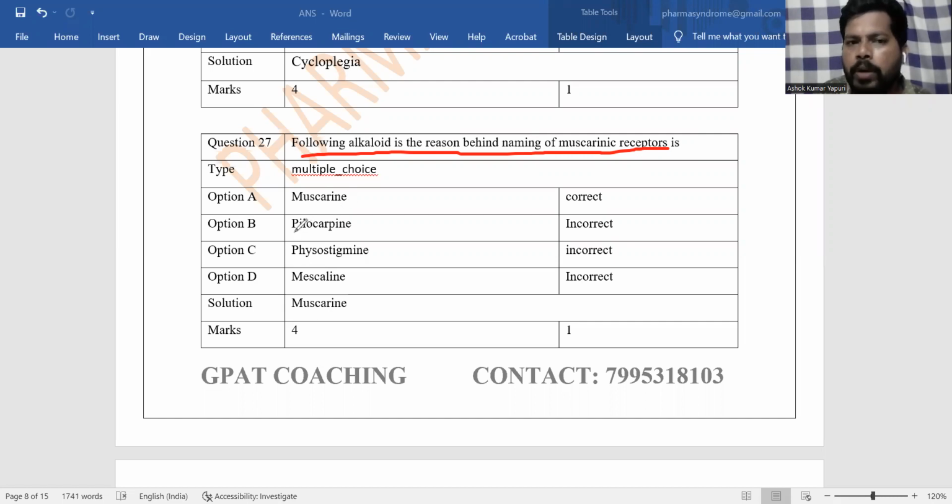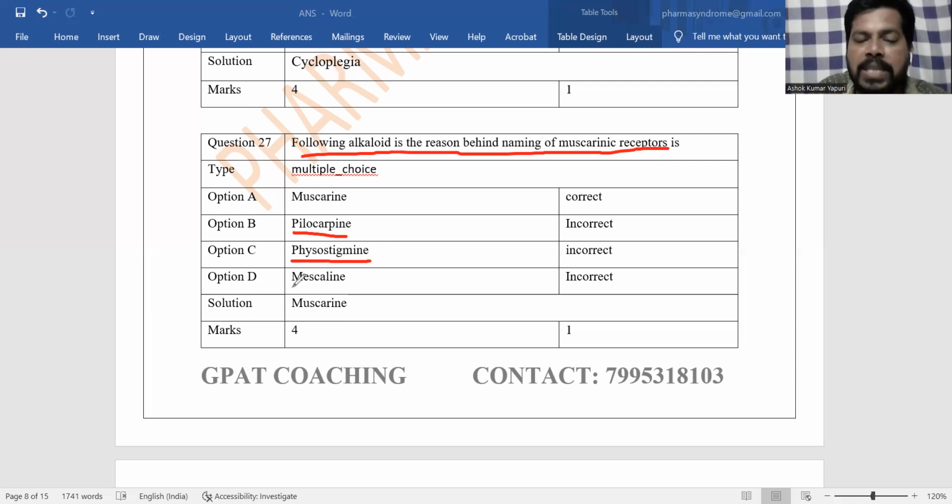Pilocarpine is a natural alkaloid from Pilocarpus jaborandi, belonging to the family Rutaceae. Pilocarpine is biosynthesized from the amino acid histidine, because histidine contains an imidazole ring, and pilocarpine also contains an imidazole ring. Physostigmine is also a natural alkaloid from Physostigma venenosum, an indole alkaloid biosynthesized from the amino acid tryptophan, because it contains an indole ring, which is present in tryptophan, an aromatic amino acid.